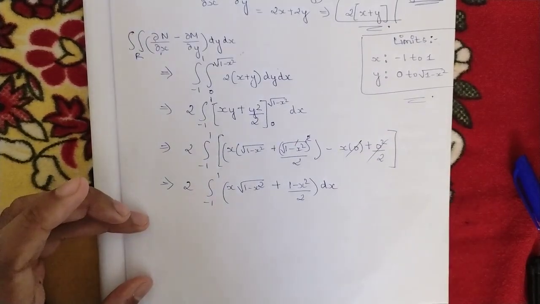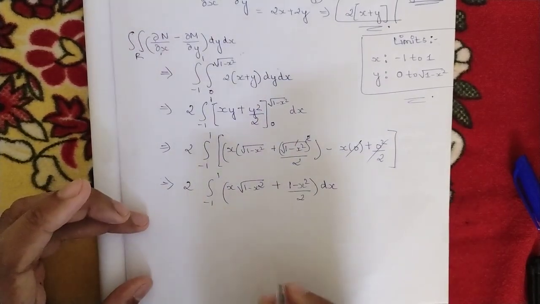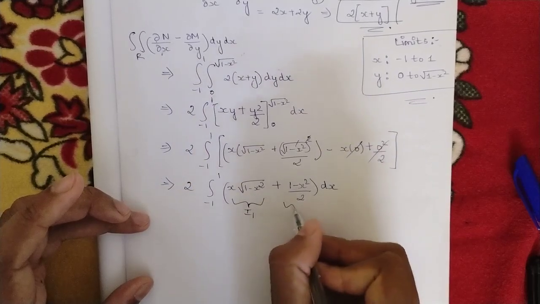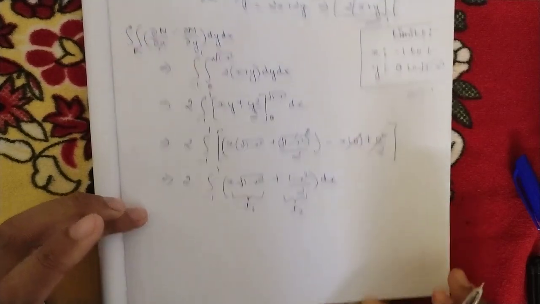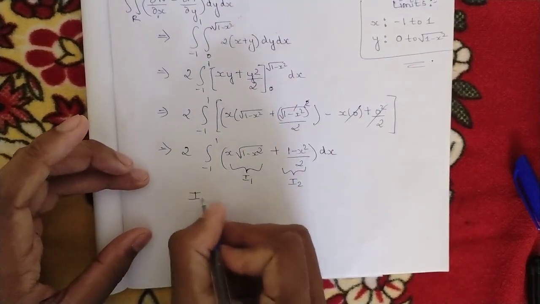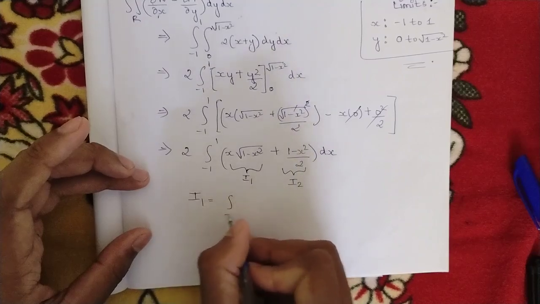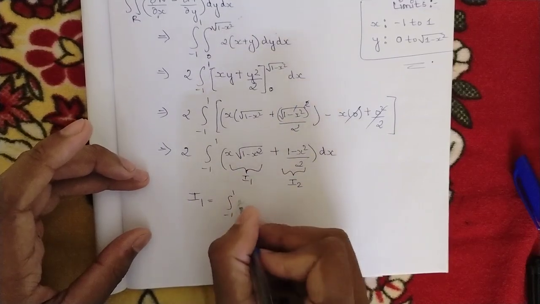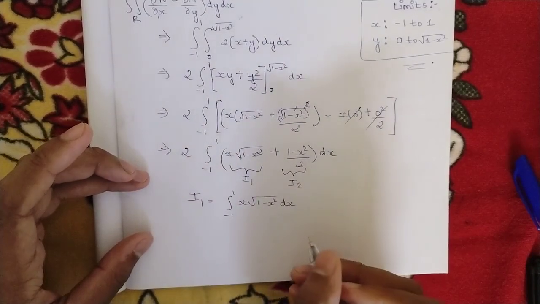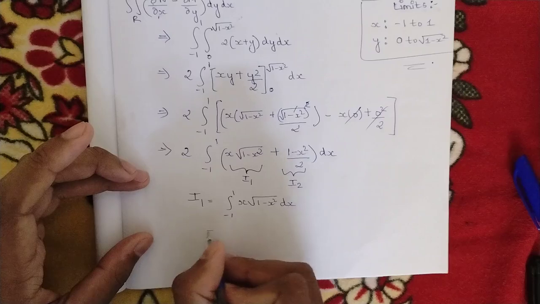Now what I am doing is, this part I am taking as I1, and this I am taking as I2 and solving separately, in order to make the problem easier. Now I1 is equal to the integral from minus 1 to 1 of x into square root of 1 minus x square dx. Now put the limits.